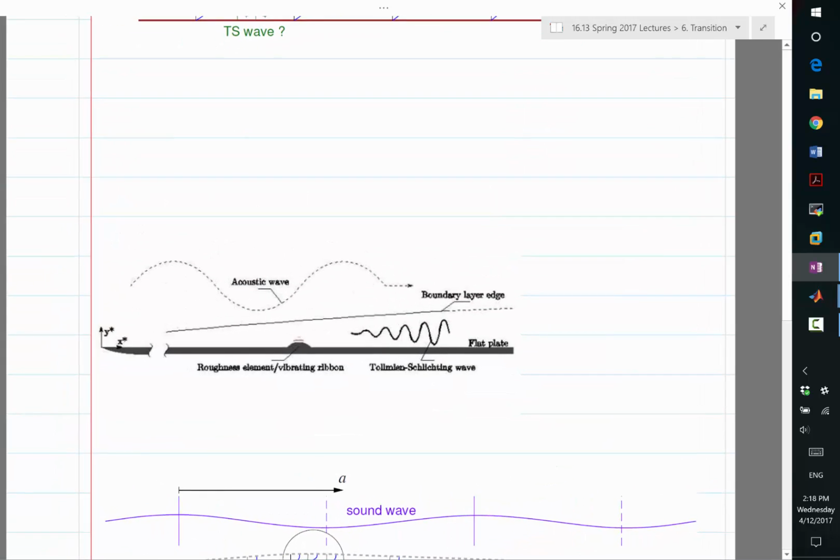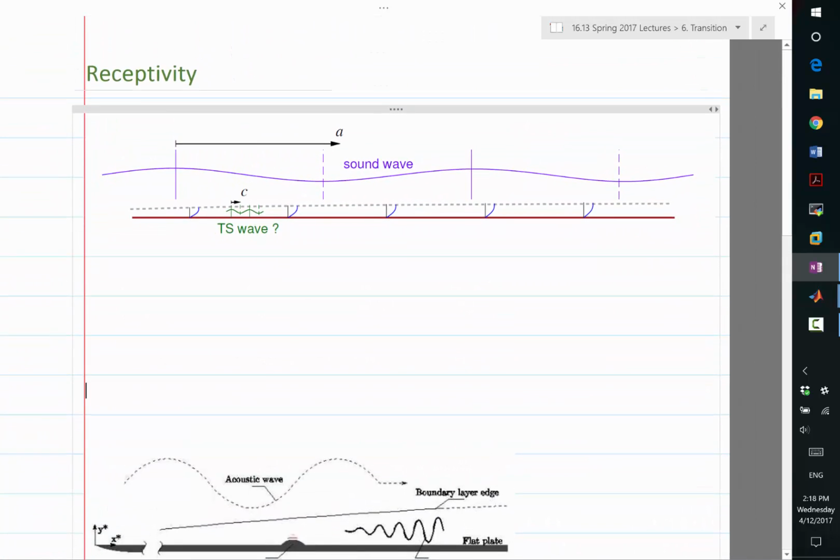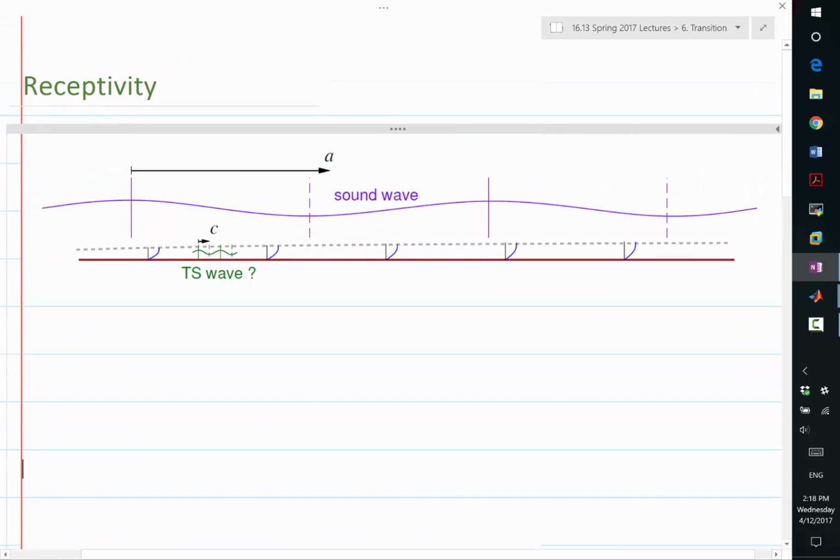Last, we want to talk a little bit about receptivity. Usually, for typical thickness of the boundary layers, if you look at the sound wave and TS wave of the same frequency, they look very different. The sound waves, if you plot them in spatial scales, are much longer in wavelength than the unsteady TS waves.